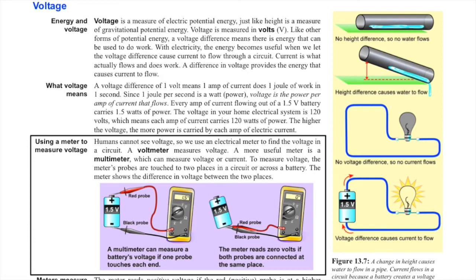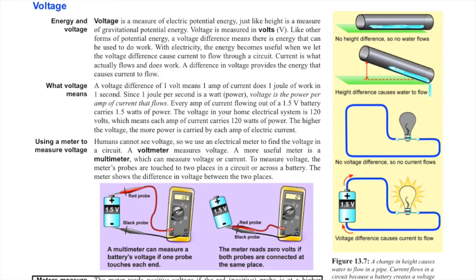On the left, it says the meter reads 0 volts if both probes are connected at the same place. Meters measure voltage difference. The meter reads positive voltage if the red positive probe is at a higher voltage than the black probe. The meter reads negative when the black probe is at a higher voltage. The meter reads voltage differences between its probes. If both probes are connected to the same place, the meter reads 0.